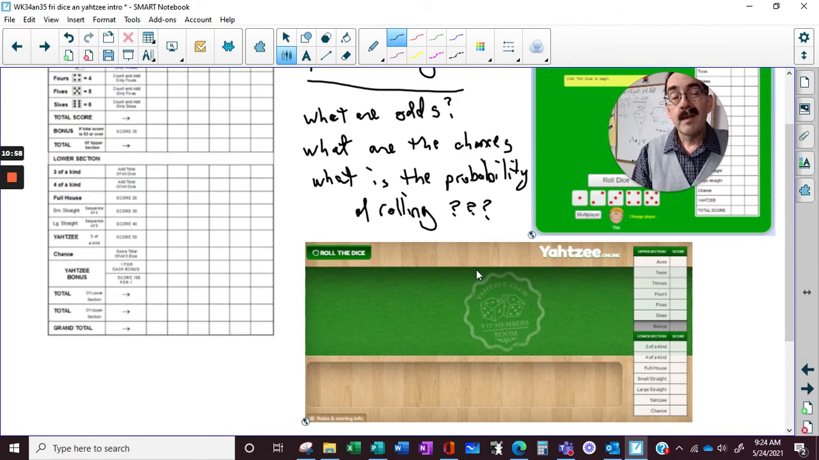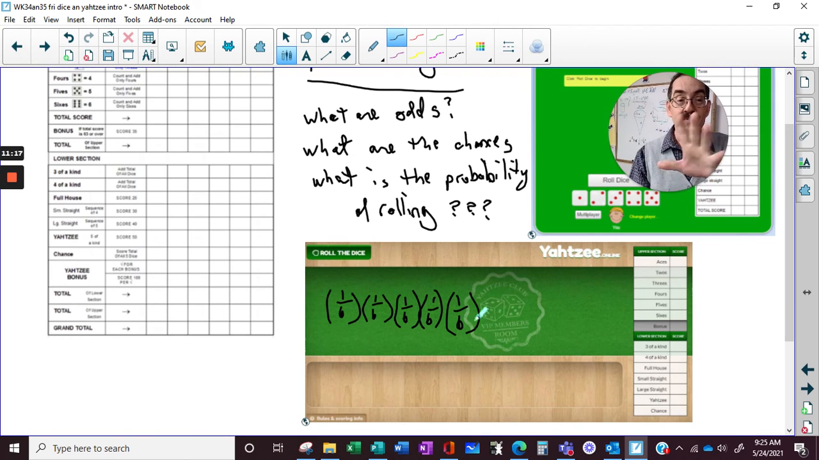Now, roll 5 dice. Roll a yahtzee. 1 over 6 times 1 over 6 times 1 over 6 times 1 over 6 times 1 over 6. One roll, 5 dice to roll a yahtzee is 1 over 6, 1, 2, 3, 4, 5 to the 5th power.